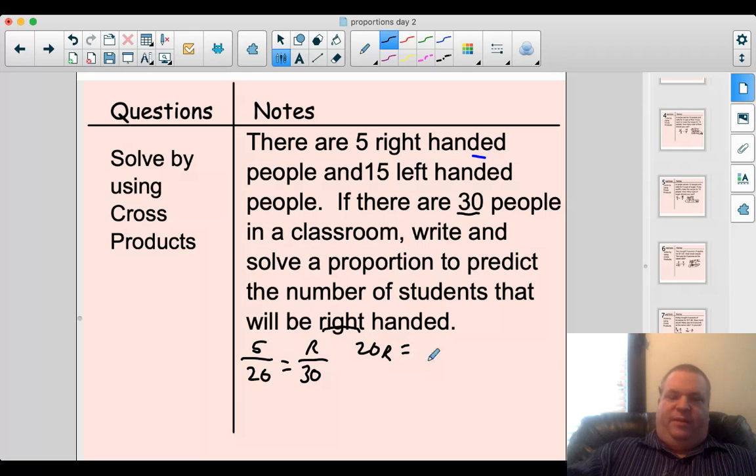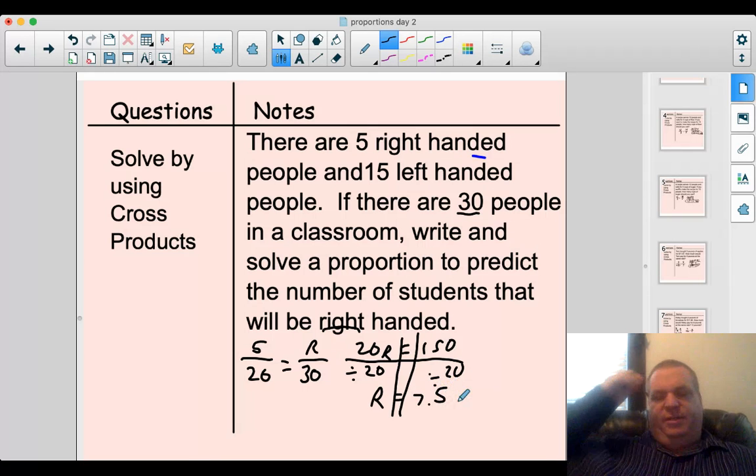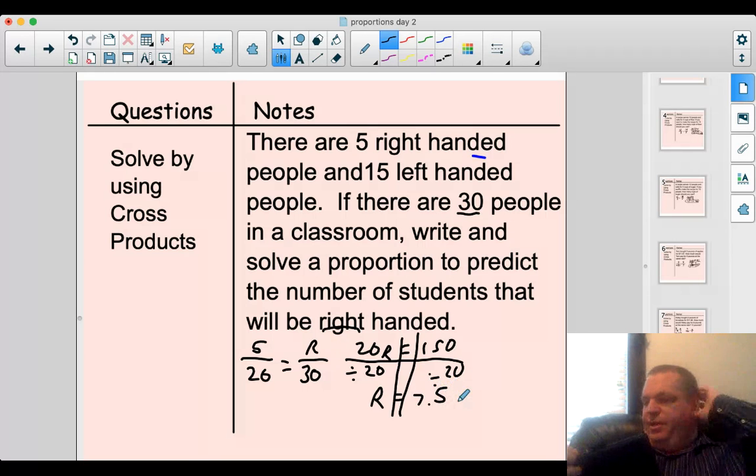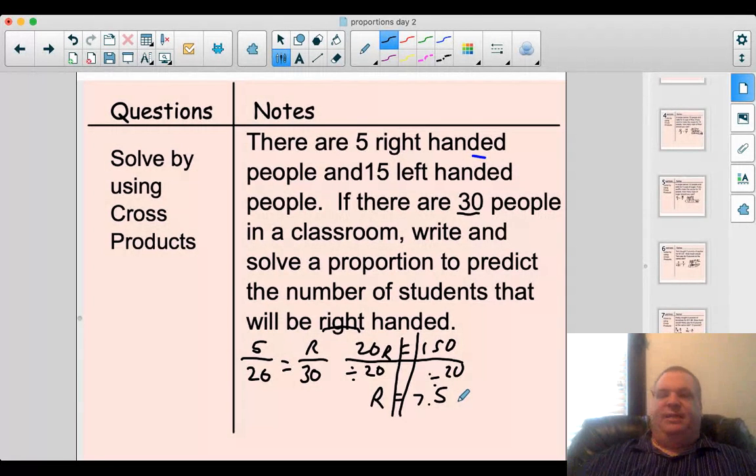Equals 5 times 30, which is 150. To solve this, I'm dividing by 20. And I get 7.5. All right, now another thing to keep in mind here is, does this answer make sense?